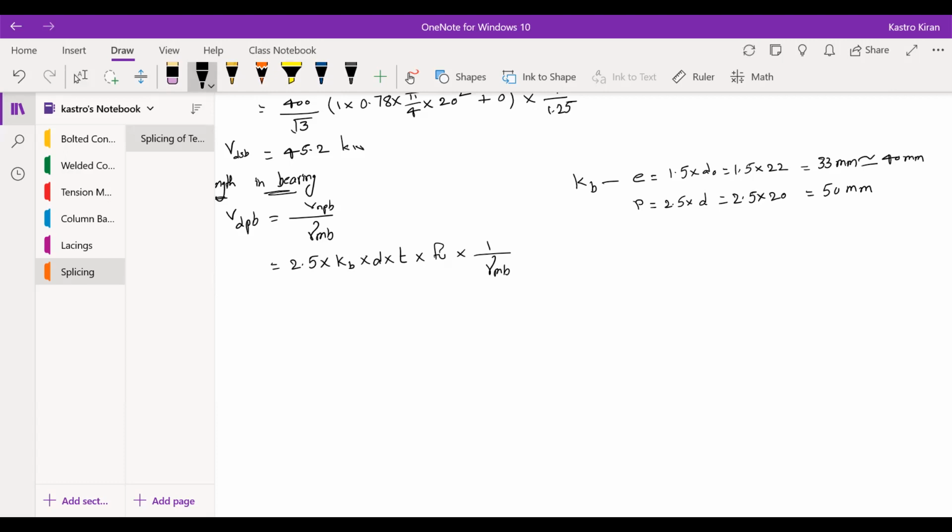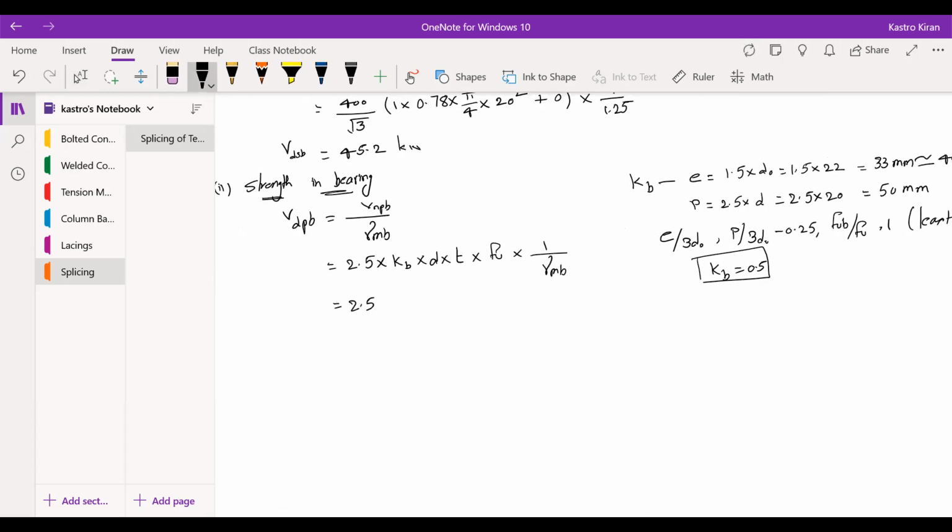Okay. So from this, KB is the least of E by 3D naught, P by 3D naught minus 0.25, FUB by FU, and 1. Among all these four, the least value has to be adopted. After finding the least value, the KB value is obtained as 0.5. If you substitute the values in the above four formulas, you will get the least value of KB as 0.5. So I'm directly substituting, which is 2.5 into KB into D.